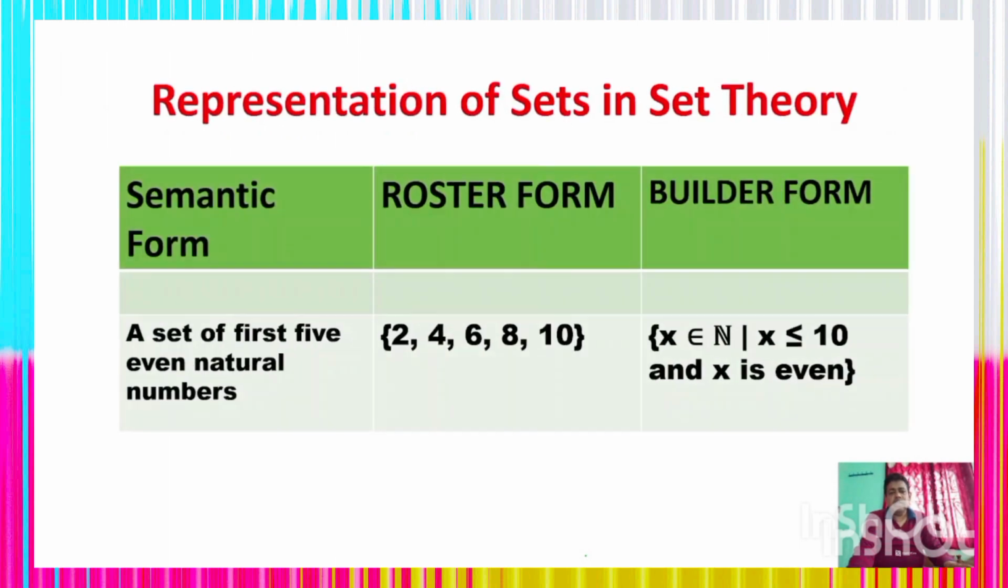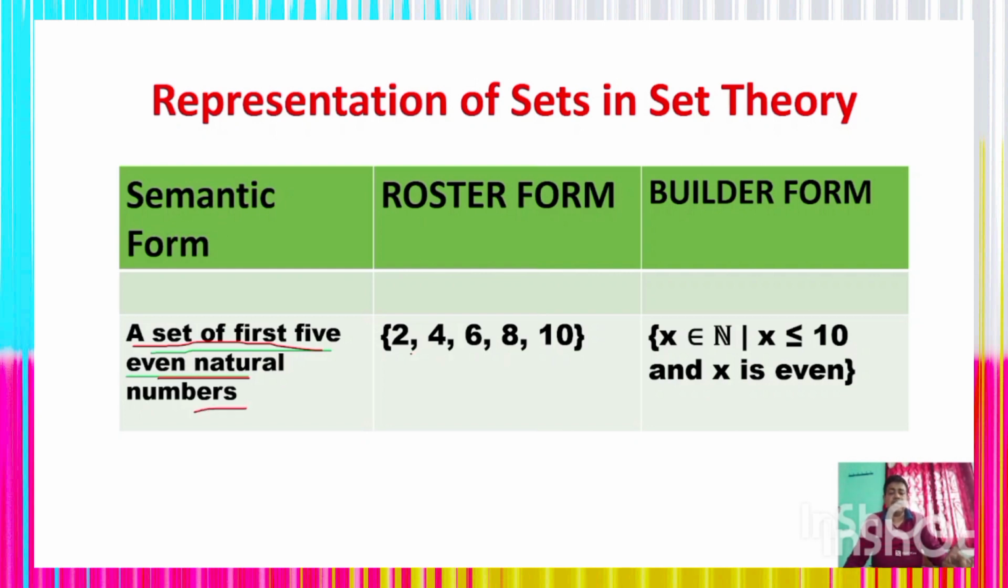Okay, here the semantic form. The semantic form is, for example, a set of first 5 natural numbers. So here the set can be expressed in the form of a statement. This is known as what? Semantic form. A set which can be expressed in the form of a statement is known as semantic form.